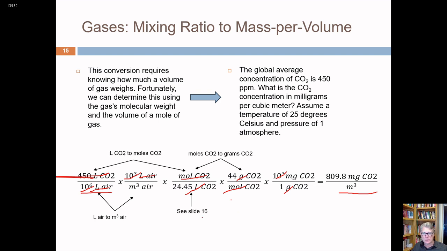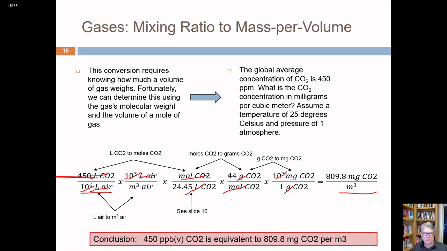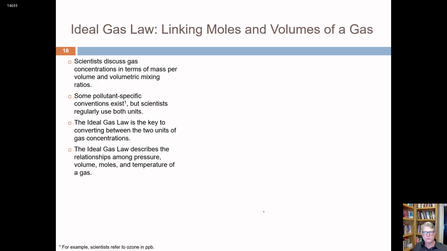Just fill in the conversions that were done. And then here is the conclusion. 450 parts per, oh, that's a typo. 450 parts per million, that's ppm, CO2 is equivalent to 809.8 milligrams of CO2 per cubic meter.